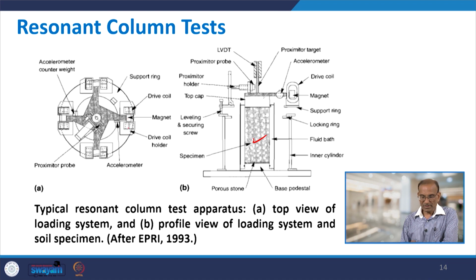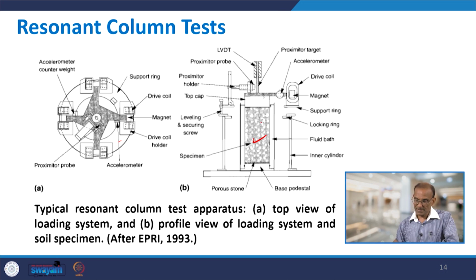So, you have drive coils, this one and this one, and each magnet is between two drive coils, and there is a drive coil holder. So, this is one system and this is repeated four times here. Then you have the proximeter or probe, which is circular, like a blade. There are four blades, and then it will rotate. Then you have accelerometers for the measurements.